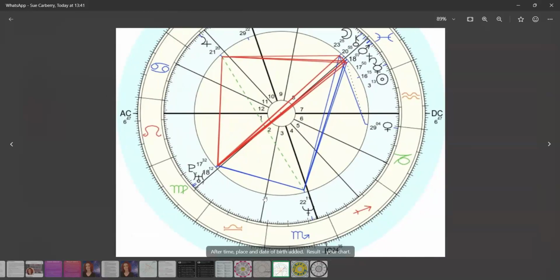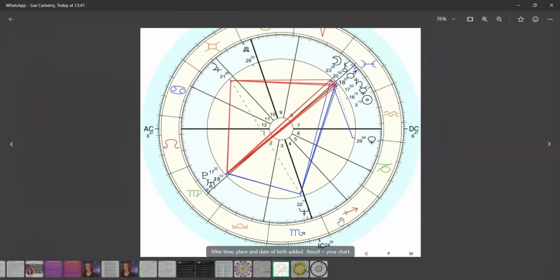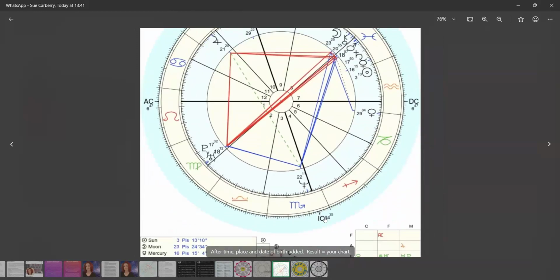My IC, the bottom of your chart, the imum coeli, is your fourth house. This is your family of origin. This is your home. Neptune's by mine, which gives it an interesting slant. Then my fifth house starts here in Sagittarius and finishes at 10 degrees of Capricorn. Then from 10 degrees Capricorn to 6.5 degrees of Aquarius is my sixth house.